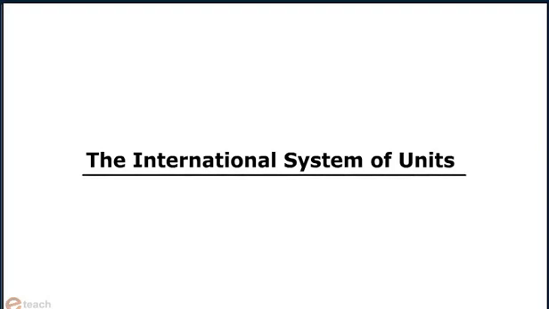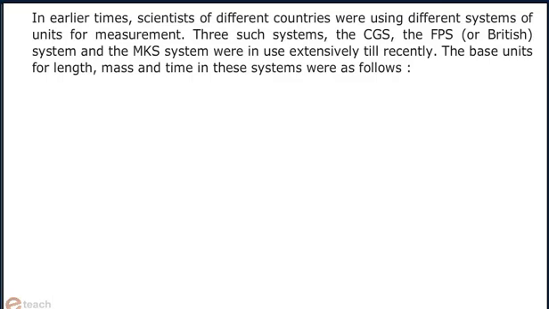Study about International System of Units. In earlier times, scientists of different countries were using different systems of units for measurement. Three such systems, the CGS, the FPS or British system, and the MKS system, were in use extensively till recently.